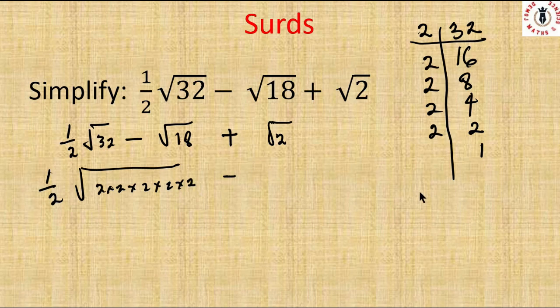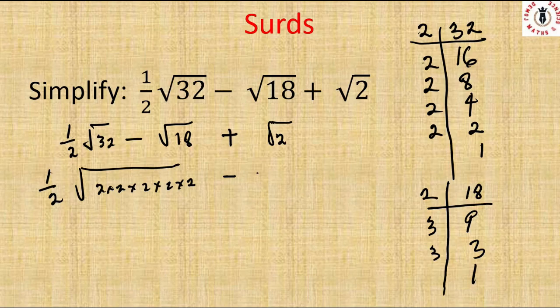Let's break down 18 too. 18 can be broken down in a similar manner. Here is 18, an even number, so we'll think of 2 first. 2 into 18 is 9. 9 could be divided by 3. 3 into 9 is 3, and 3 into 3 is 1. So I can bring 18 to be 2 times 3 times 3. Now plus the root of 2. So we've actually broken it down to the simplest form.